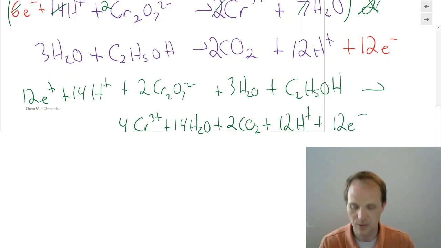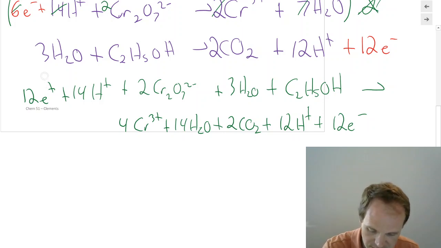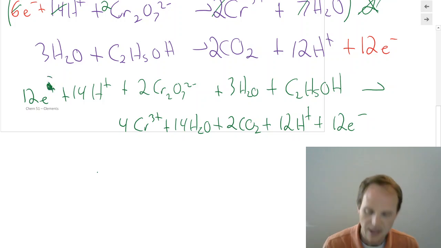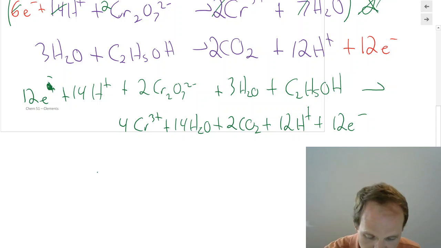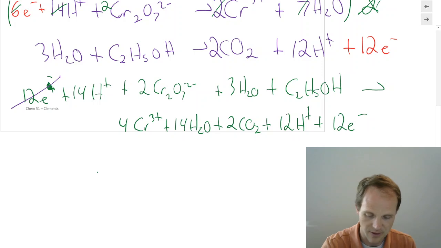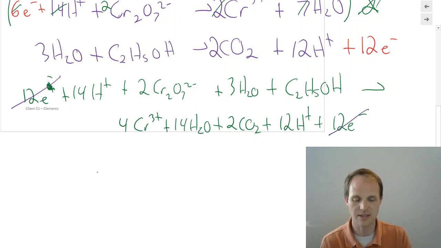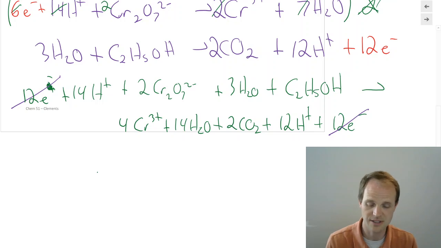What always has to happen is your electrons have to balance out. If you've got 12 electrons on the right, you better darn well have 12 electrons on the left. So those are going to cancel out. What else is going to cancel out? It's mostly going to be the hydrogens, the waters, and the electrons that cancel.